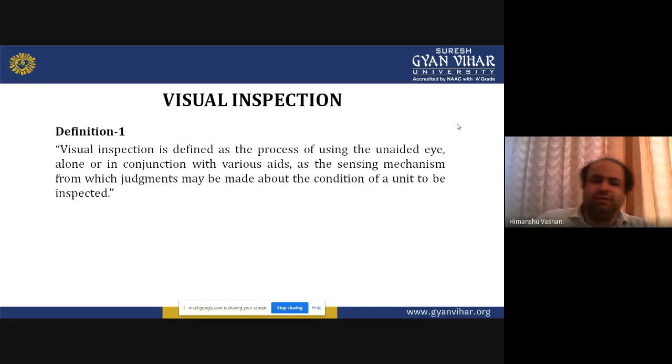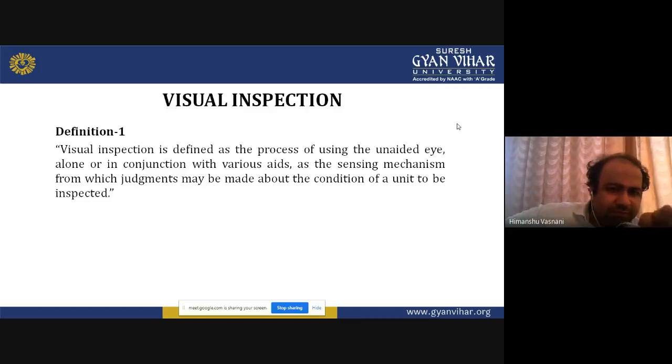Now visual inspection. Visual inspection is important. Visual inspection is practiced by many people nowadays. In day-to-day life also you practice visual inspection. Visual inspection is defined as the process of using the unaided eye alone or in conjunction with various aids as the sensing mechanism from which judgments may be made about the condition of the unit to be inspected.